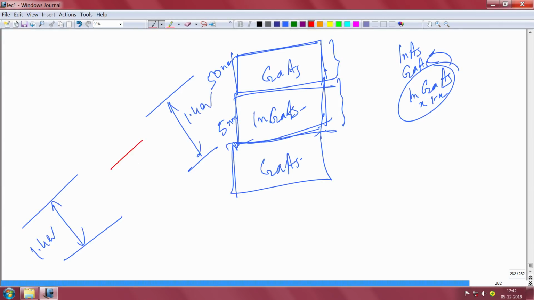In between I have indium gallium arsenide, this is by the way conduction band, conduction band, conduction band, this is valence band, valence band, valence band. In between you have indium gallium arsenide whose band gap is small. So, the band gap here might be say 1 eV. If you join them together, you will have a band diagram like this.